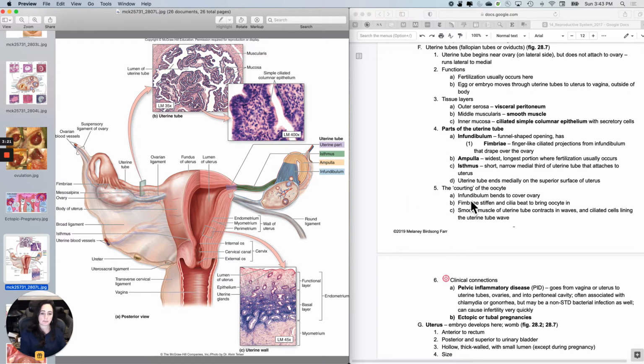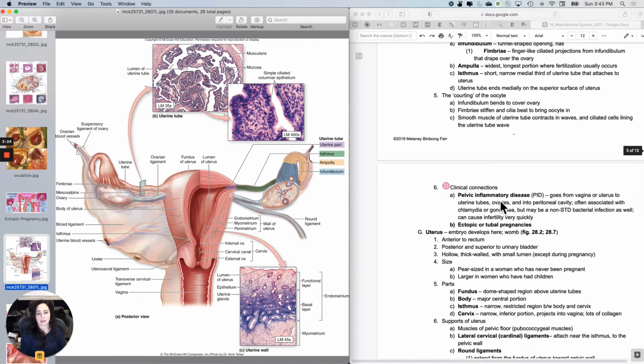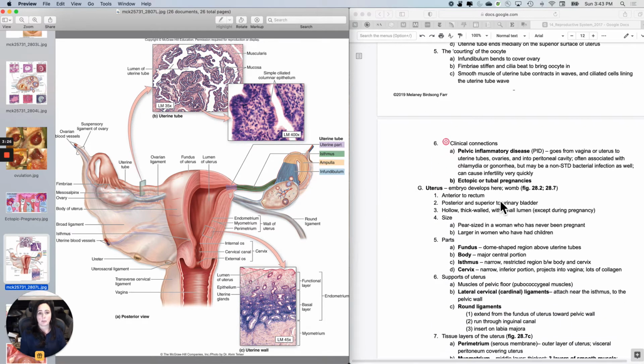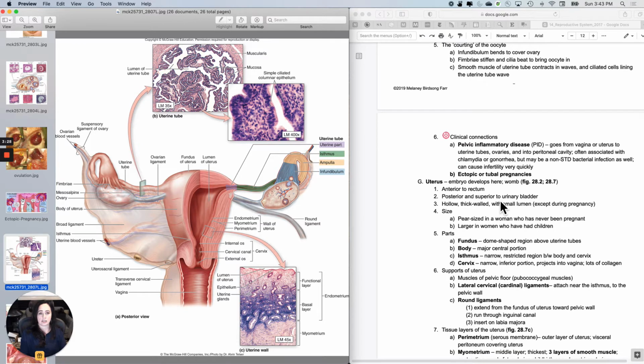The uterine tube, or fallopian tube or whatever, ends medially close to the superior surface of the uterus. Now, a tiny bit about courting of the oocyte. When ovulation is occurring or is about to occur, the infundibulum and the fimbriae bend to cover the ovary, and then these stiffen, and the cilia lining everything starts to beat, and the smooth muscle starts to contract. The ciliated cells and the smooth muscle activity will bring, hopefully, the oocyte into the oviduct or tube.